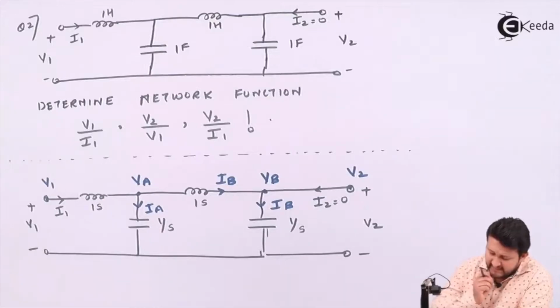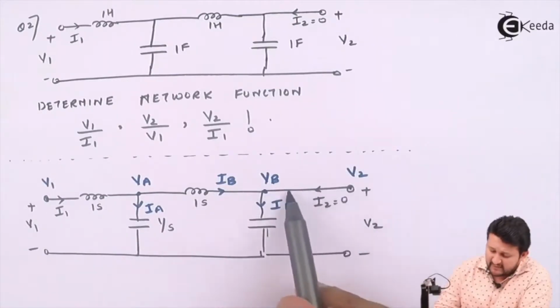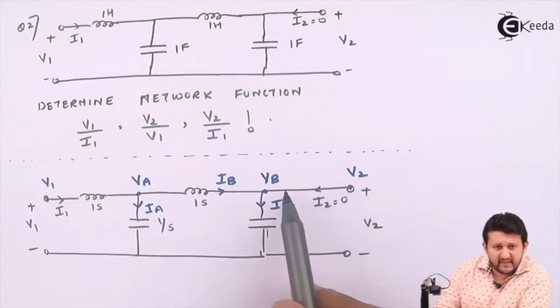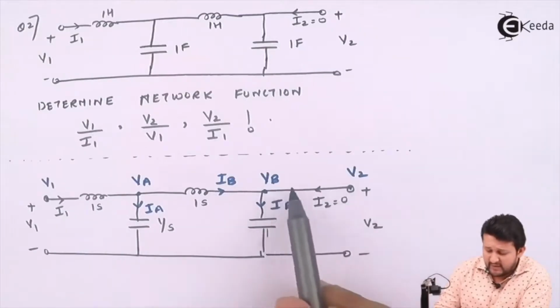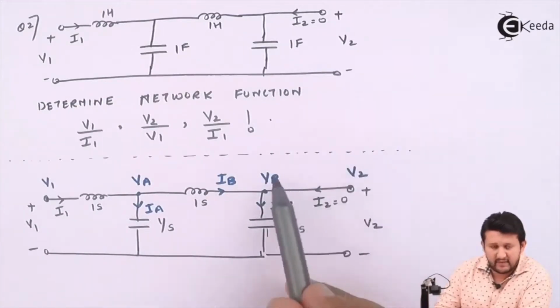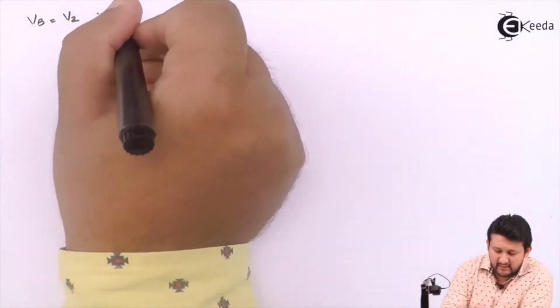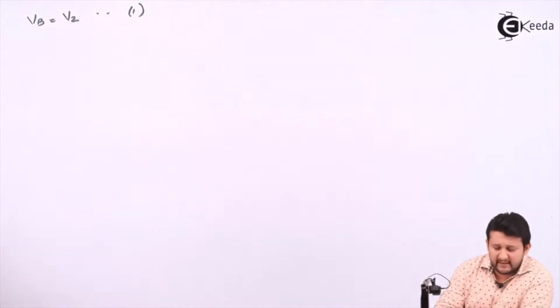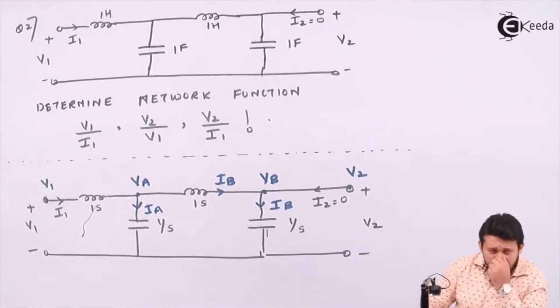So first step, again similar to the previous case, within these 2 points there is no potential difference. There is neither resistor, neither capacitor, neither inductor. If the potential is the same, that means I can say VB and V2 are the same. So your first step, my dear friends, I can write VB equal to V2. That's our first step.